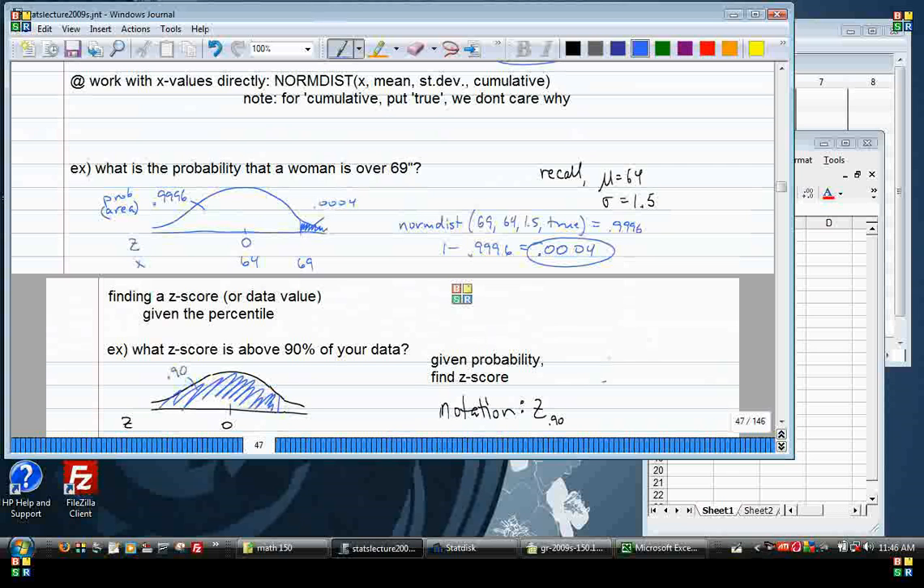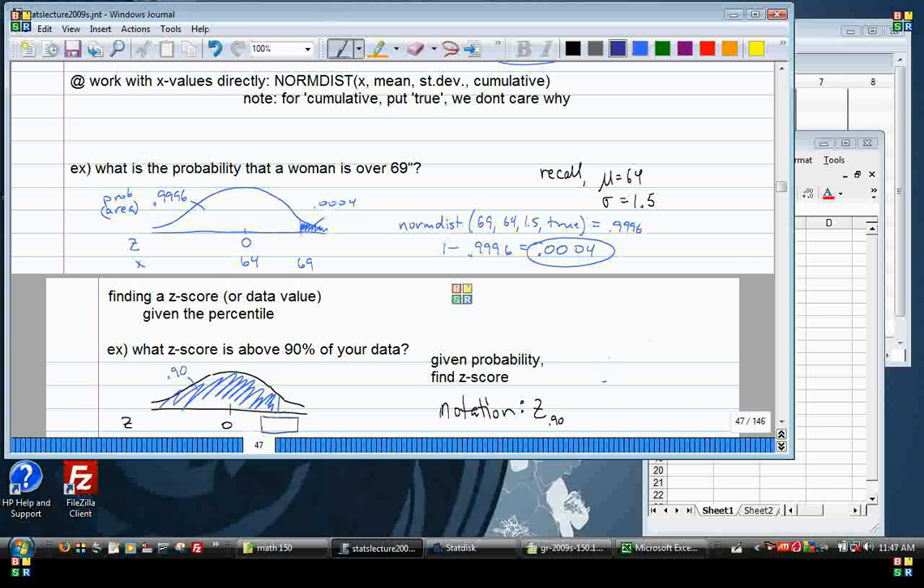Does that make sense? No? Okay. We're looking for this z-score. Notice that that z-score marks off the bottom 90%. So that z is above 90% of everything else. Okay. So the question is, how do we find that? Well, we've got to go backwards.